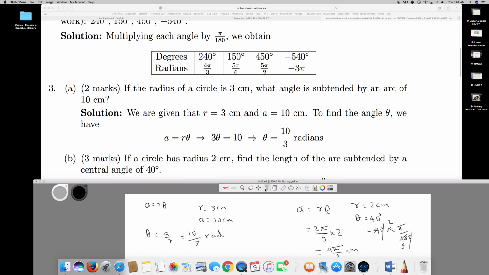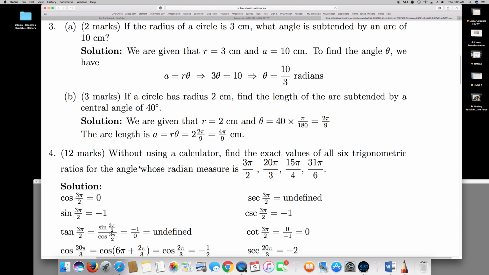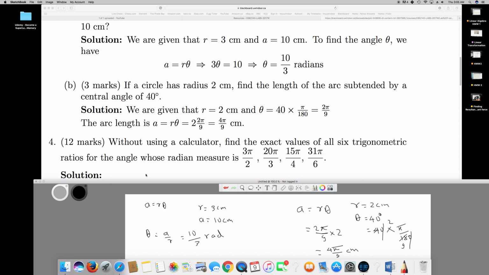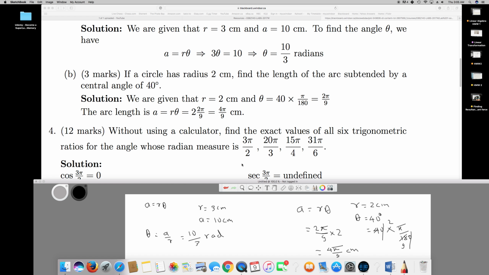9 centimeter is the answer for this question. And the next question is asking, without using a calculator, find the exact values of all trigonometric ratios of the angle whose radian measure is given: 3π/2, 25π/3, 15π/4, 31π/6. Let's do that.